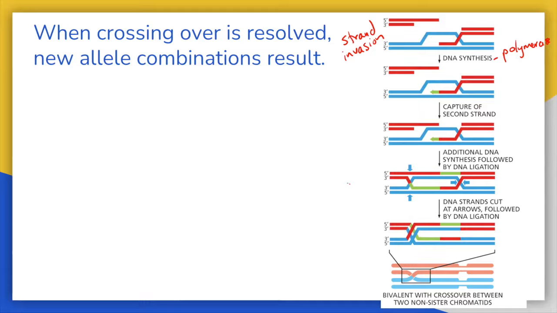So we end up with the ligation event that happens here and creates what are called holiday junctions, named after Holiday, who discovered them. That junction obviously can't stay there forever.